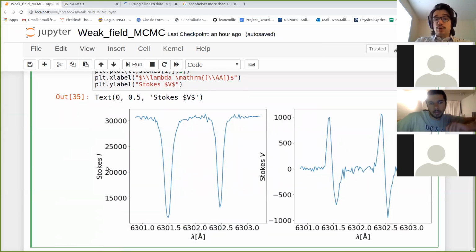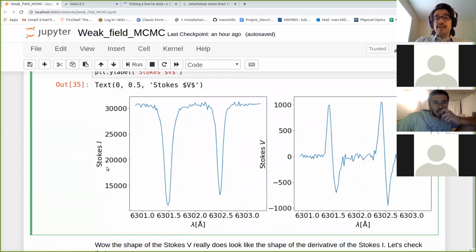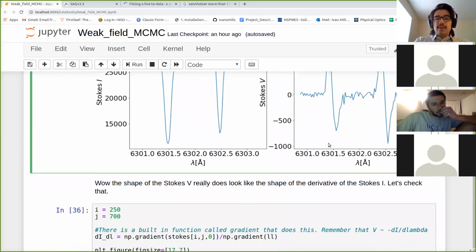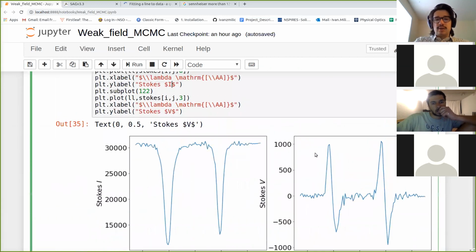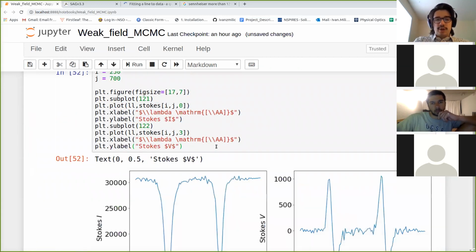The first thing I want you to pay attention to here is that the magnitude of Stokes V is significantly smaller. Here I have something like 30,000 counts, and here I have 1,000 counts or so, which we know, right? Unless there is something really extreme happening, circular polarization and especially linear polarization is very small, in a fractional sense.